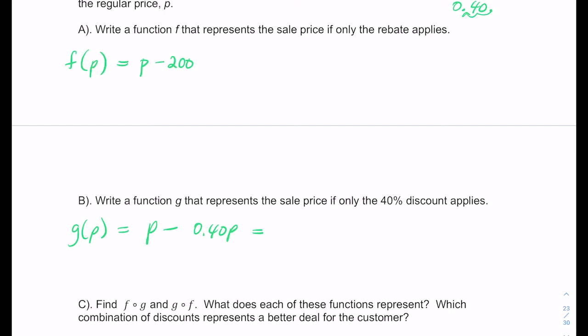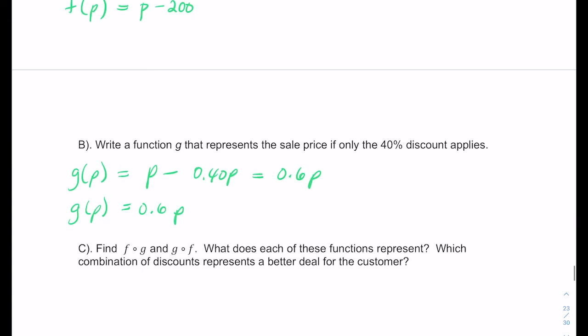And you can actually combine like terms here. 1p minus 0.4p is 0.6p. So really, g of p is equal to 0.6p. So in letter C, it says find f composed with g and g composed with f. What does each of these functions represent, and which combination of discounts represents a better deal for the customer? Sometimes you save more by doing the rebate than the discount. Other times it's the discount and then the rebate.